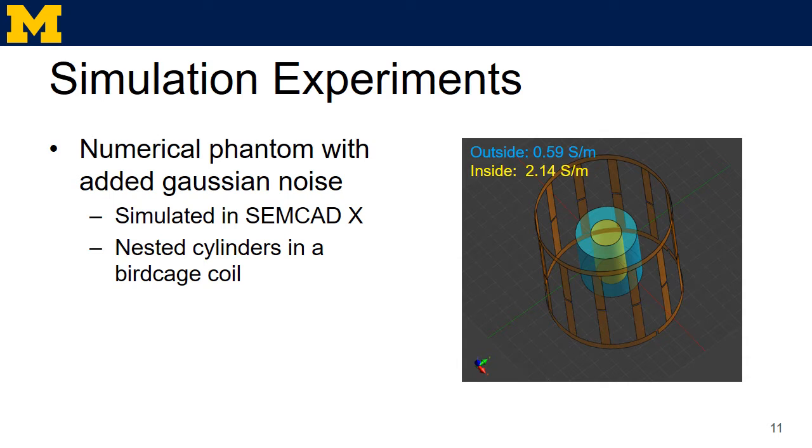To begin, we did some simulation experiments using SemCAD-X, and we simulated two nested cylinders in a birdcage coil. The outer cylinder has a conductivity of 0.59, and the inner cylinder has a conductivity of 2.14. Then we took the phase data from the simulations and we added Gaussian noise to that.